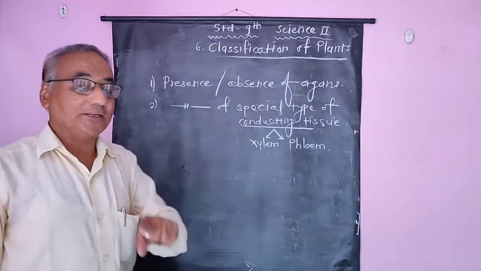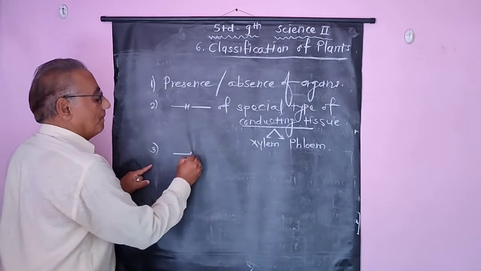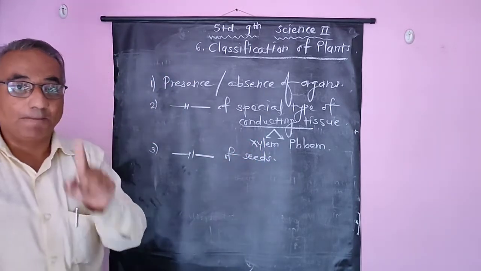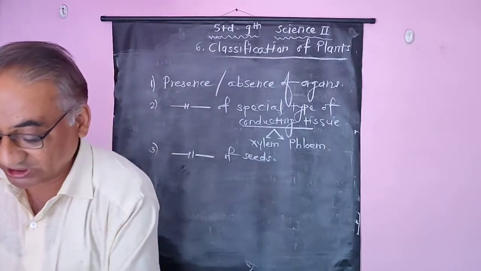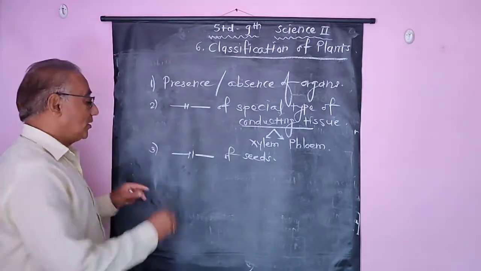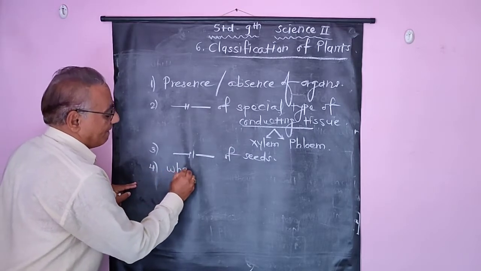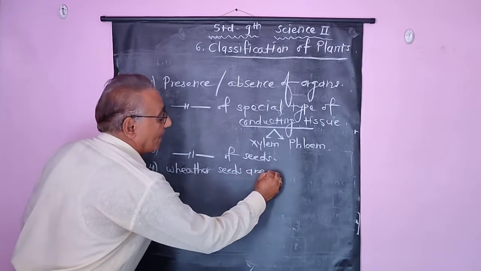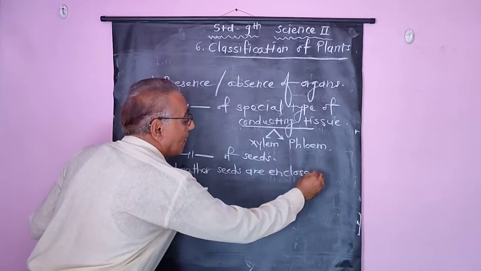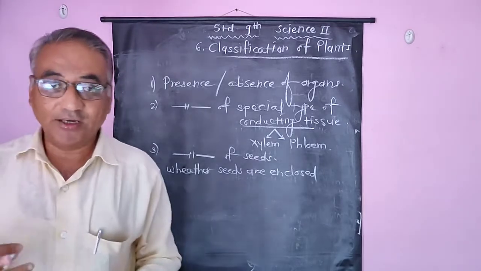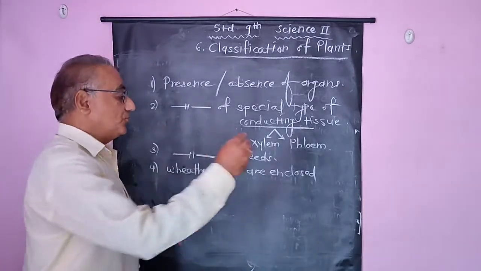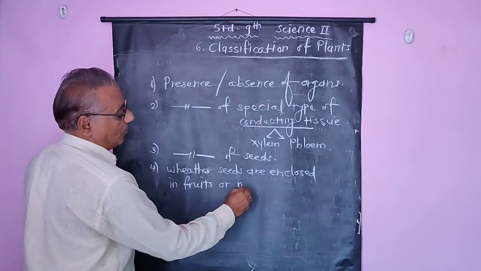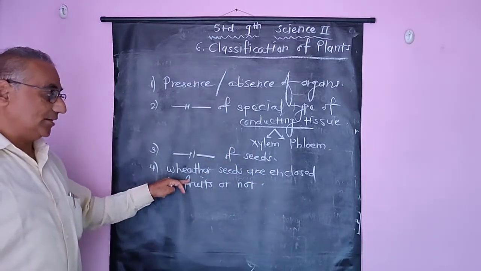Third one is presence or absence of seeds in plants. Fourth one is whether seeds are enclosed in fruits or not.